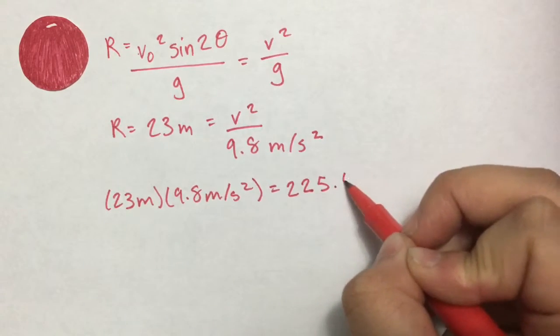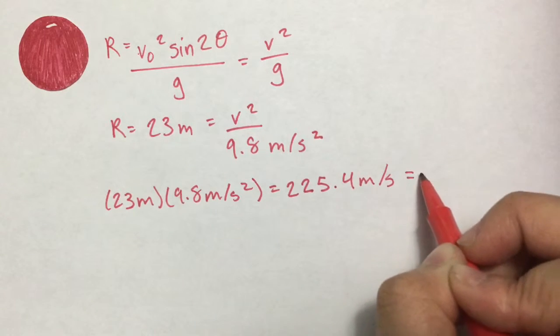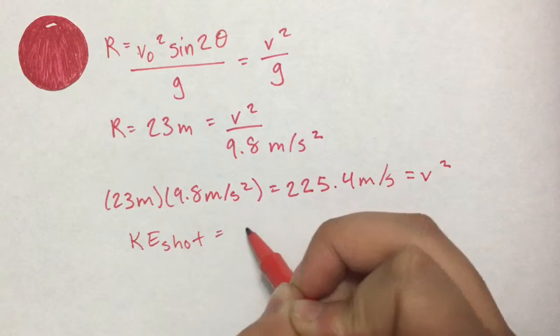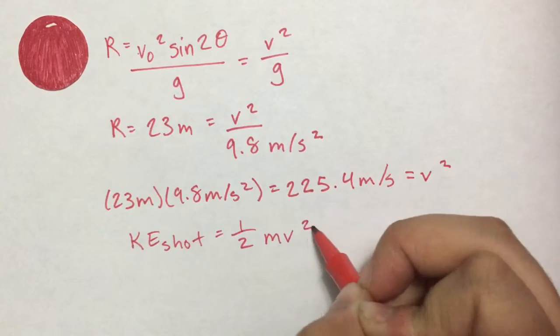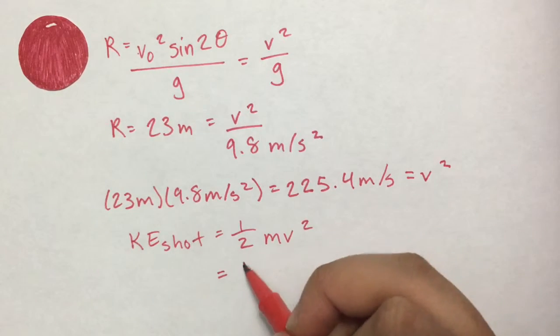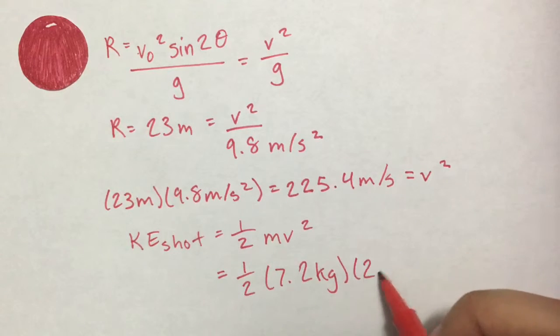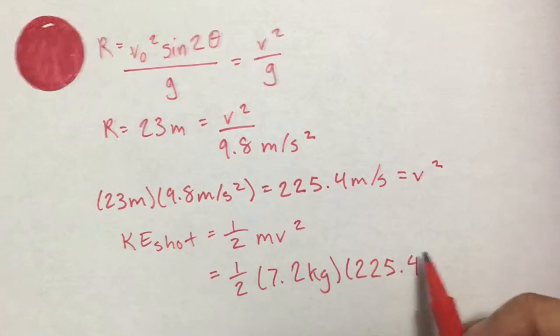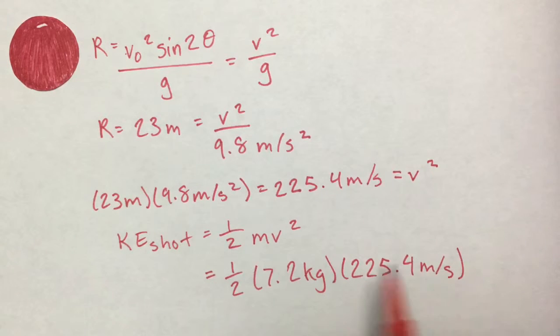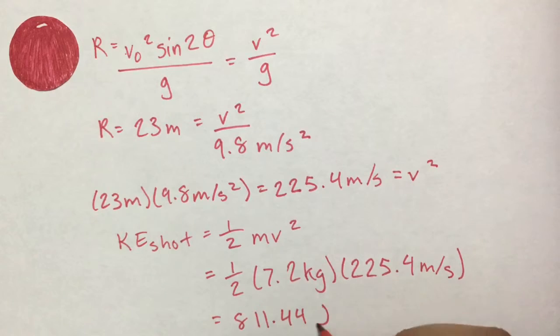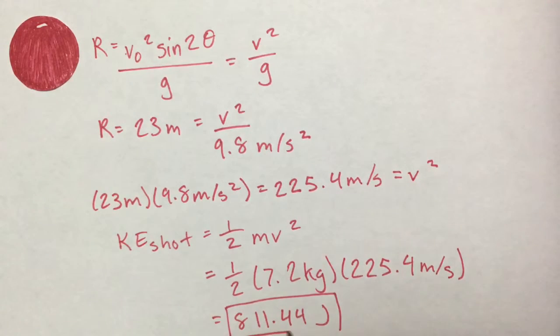225.4, and that's our velocity squared, which we want to leave as velocity squared because, as I said before, twice now, kinetic energy is 1/2 mv squared. Plug in what we know. 7.2 kilograms is the mass of the shot times our new velocity squared, and that gets us 811.44 joules.